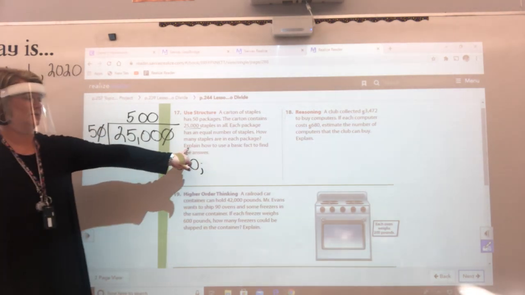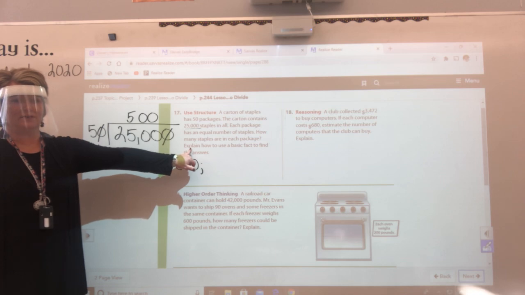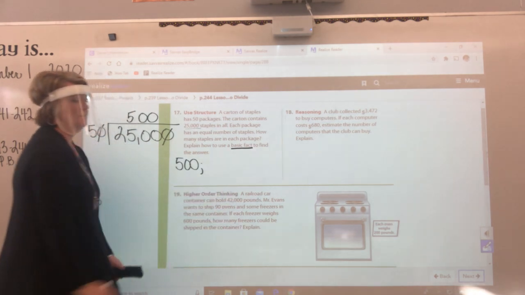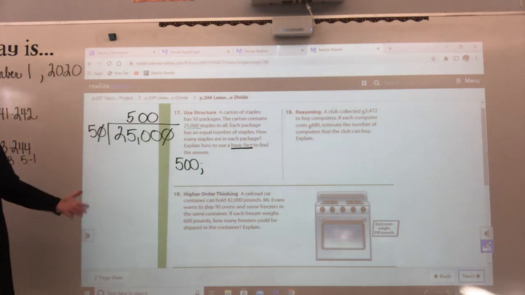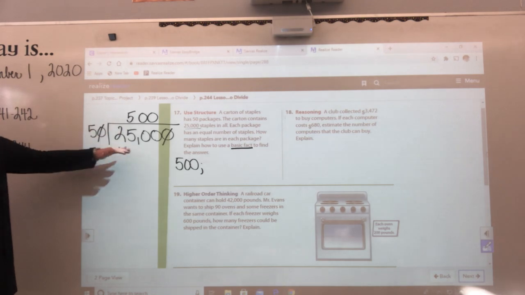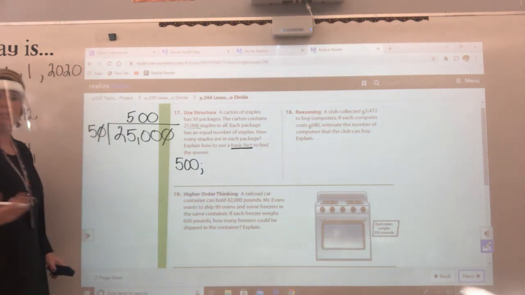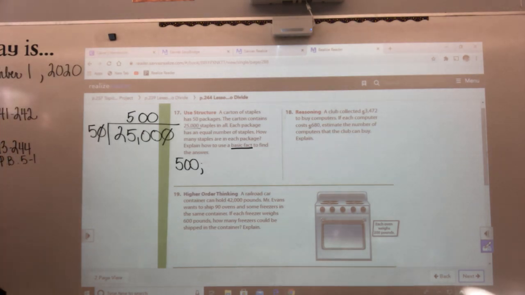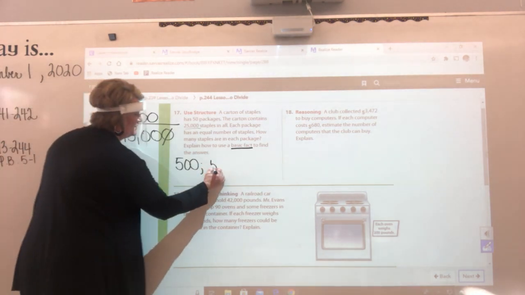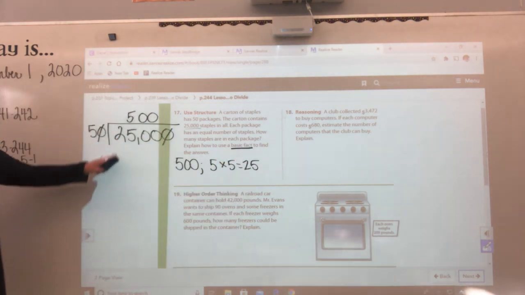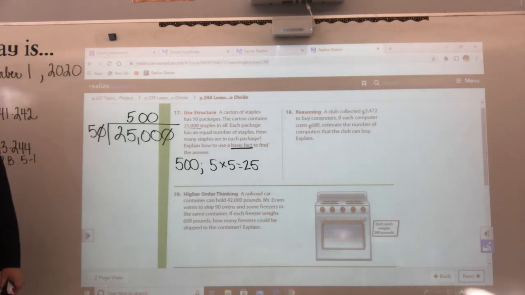Because it tells us to do something right here. Get your pencil and explain. It says explain how to use a, what do these 2 words say right here? Basic fact to find the answer. Well, what basic fact did I have to know to get this answer? What multiplication fact? Yes, 5 times 5 was 25. That's what we had to know to work this problem out. And it's going to ask you that on practice buddies, just like that. It wants to know a basic fact.